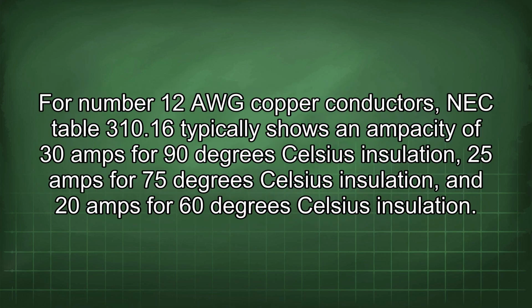For number 12 AWG copper conductors, NEC Table 310.16 typically shows an ampacity of 30 amps for 90 degrees Celsius insulation, 25 amps for 75 degrees Celsius insulation, and 20 amps for 60 degrees Celsius insulation.